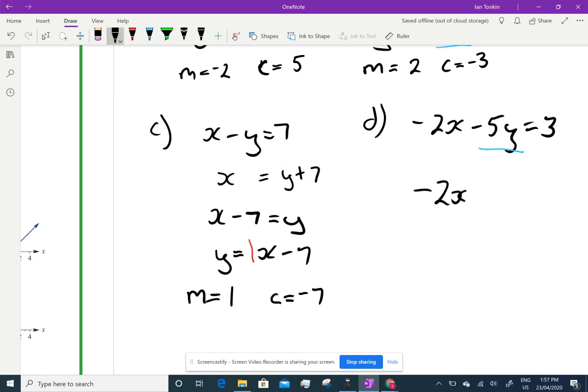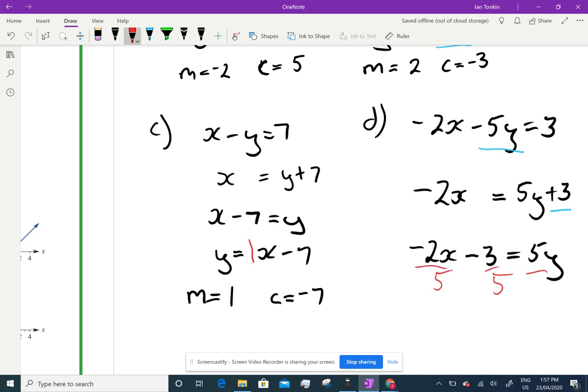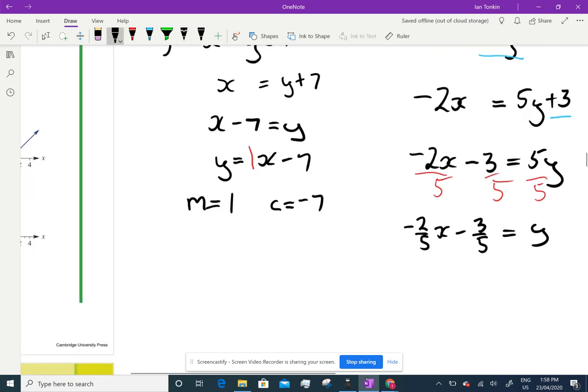So I get negative 2x, I add the 5y plus 3. I'm now going to minus that 3. I'm going to get rid of that 3 because I need to get the y by itself. So I get minus 2x minus 3 equals 5y. And I'm going to divide everything by 5. If that helps you, write it like that. And I get minus 2/5 x minus 3/5 equals y. And now I've got my gradient, minus 2/5, and my y-intercept is minus 3/5. Remember, you have to take the sign as well.